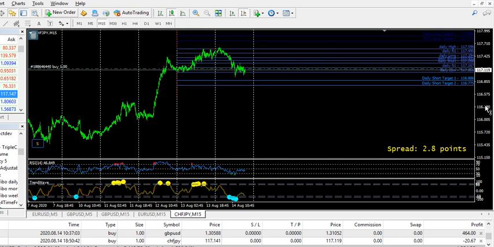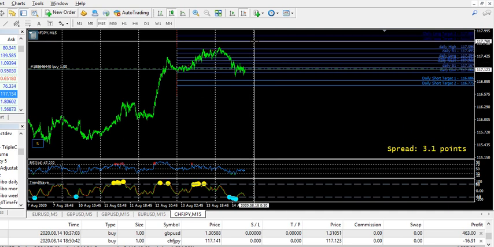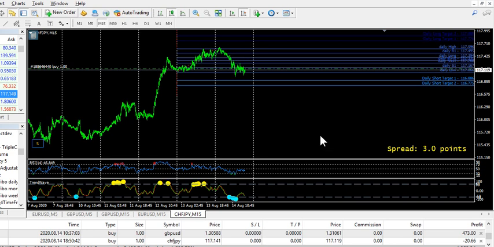I don't know how much it will move. You can't really predict, but I foresee it getting to this point, 117.760. That's about 60 pips away. That's what I just did.